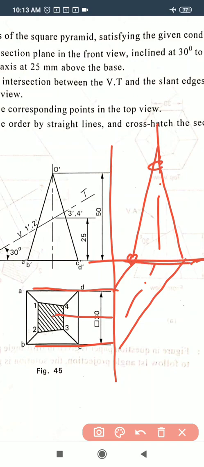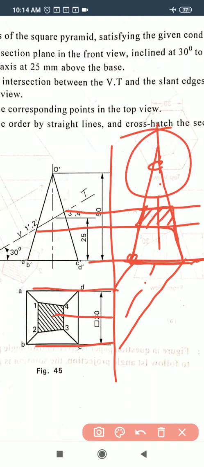And to get the cutting points, draw the parallel lines from those lines, and this portion is the cutting portion, and below this one is the pyramid, and this is the final sectional view. And this portion is removed, so no need to darken that one, only darken this portion. And this point is A and D, and this point is B and C.